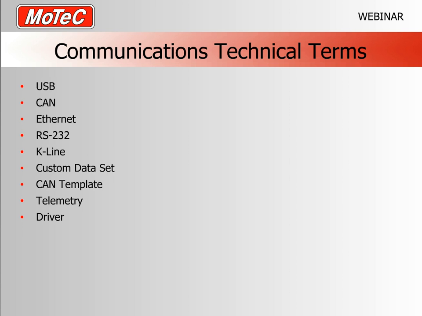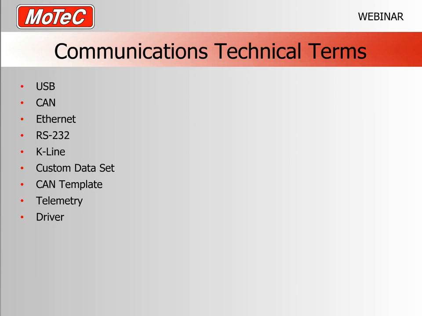Custom data sets. Now, these generally relate to CAN data sets or controller area network data sets, and these are the data sets that are specified in our ECU Manager for us to generate particular CAN messaging. So a custom data set can be set up in an ECU Manager program, and then it can be stored as a CAN template, and this can be used in other MoTeC devices such as an ADL dash logger.